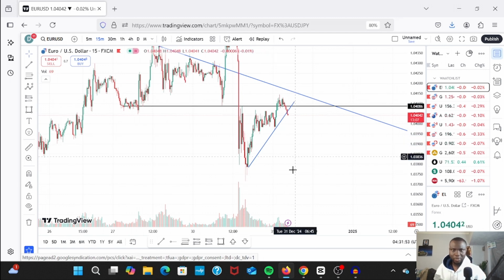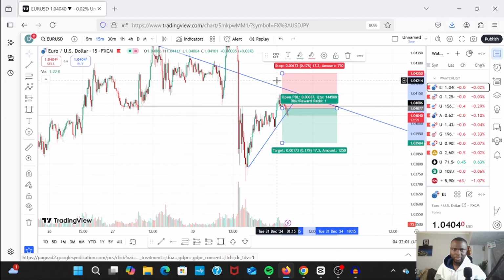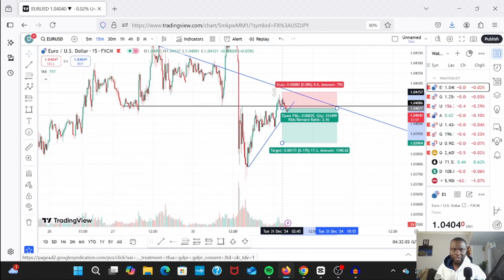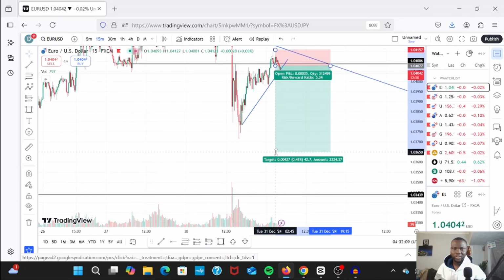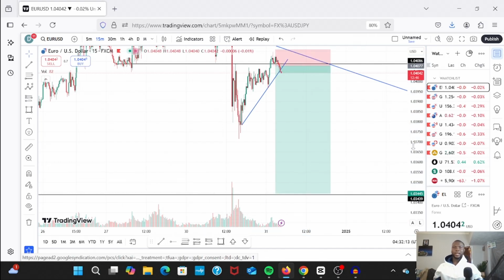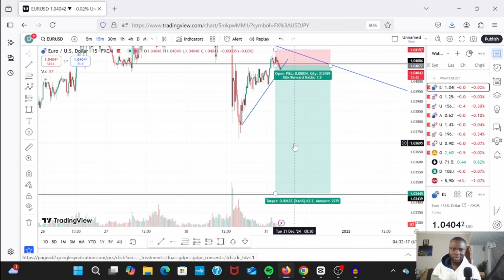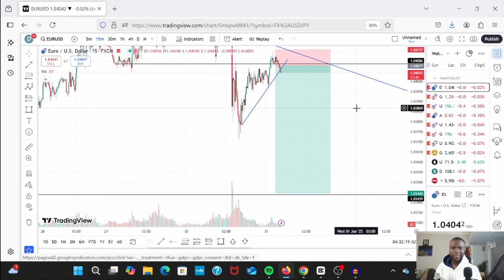So here's another opportunity for us to take this trade. Here is another fine opportunity. You can see 8 pips stop loss. Here's another opportunity that we can take this trade. So let's watch out and see how this trade goes. I'll come back to tell you how we're able to close in some profit on Euro USD.